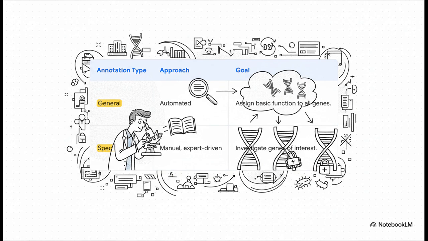But then you have specialized annotation. This is slow, it's manual, and it's driven by experts. This is where a scientist with a very specific research question, like, say, what makes this bacteria resistant to antibiotics, will manually investigate just a small handful of genes in extreme detail.